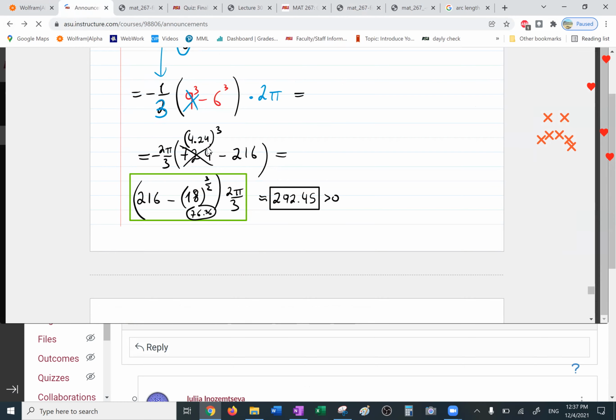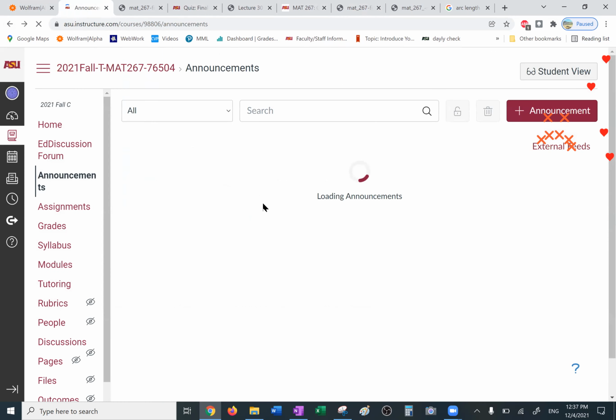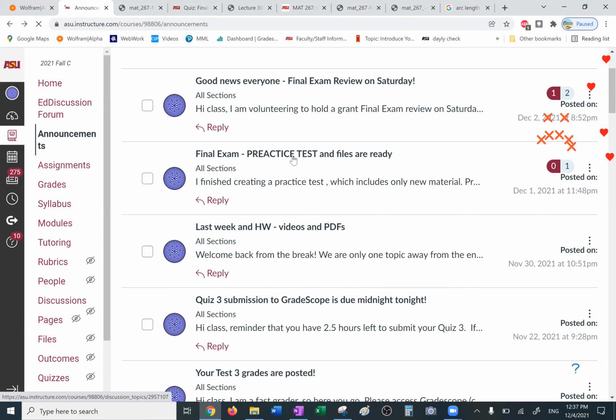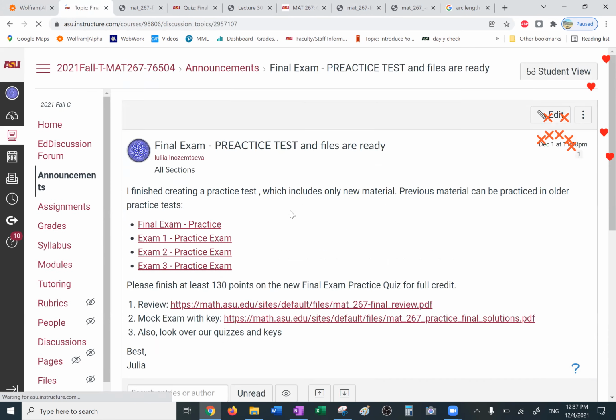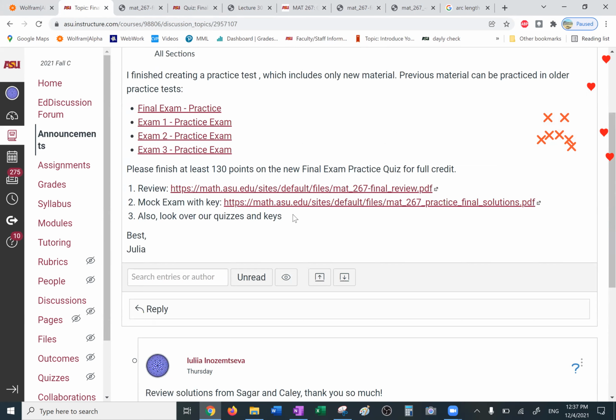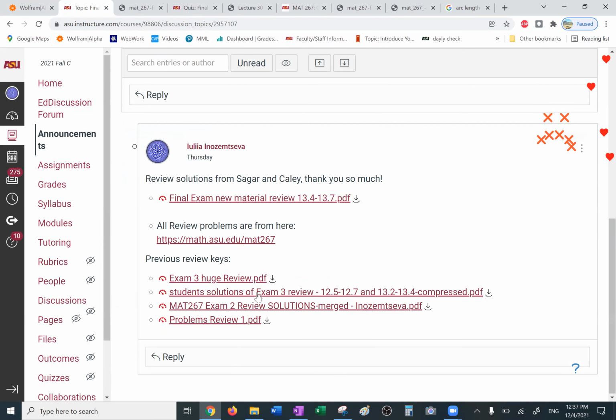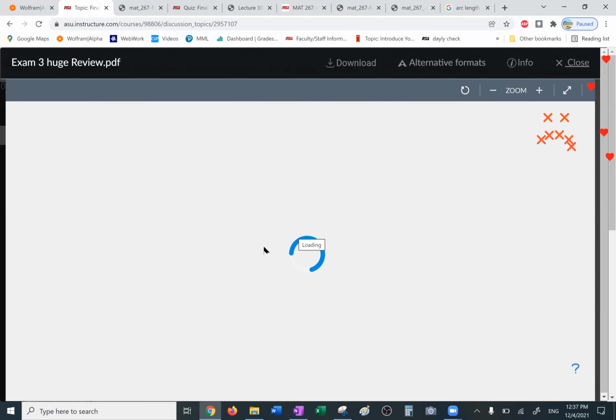All the files in my announcement, it says literally exam files. Here they are, files. So you practice the test. Remember, you need to do that for the grade. And all of these are here. All the solutions are given. So that is definitely very good.